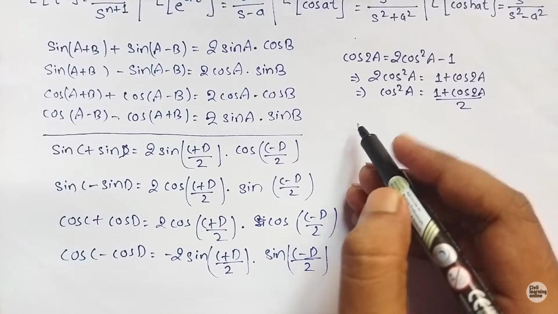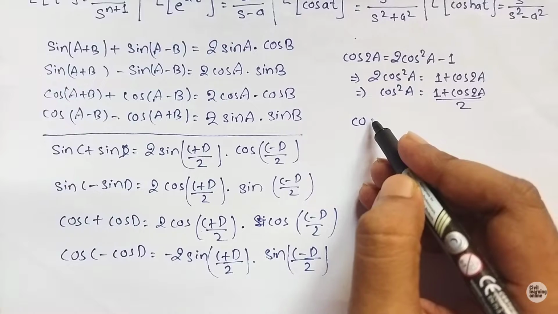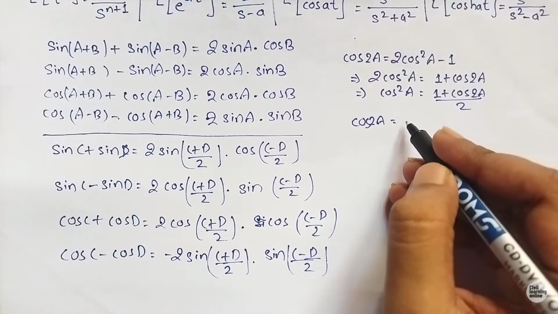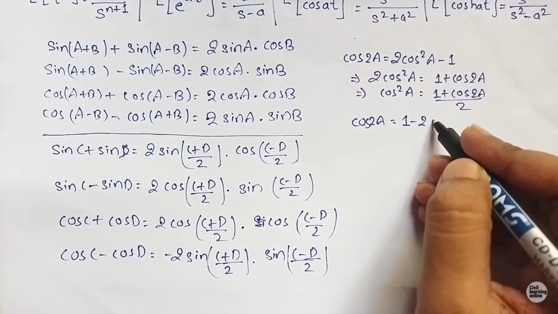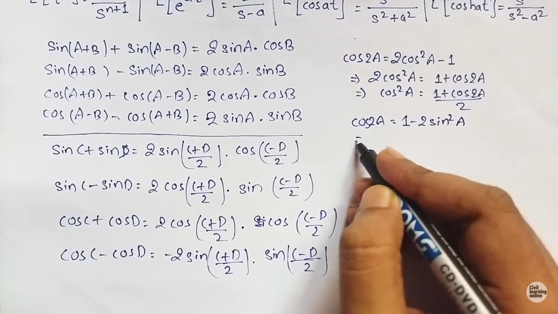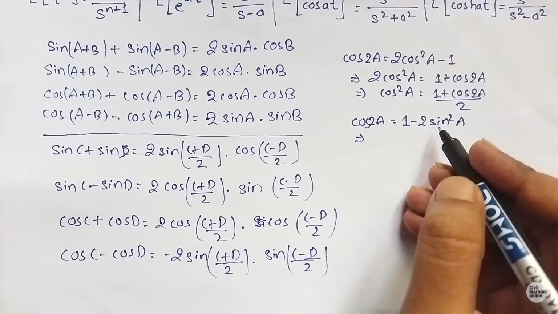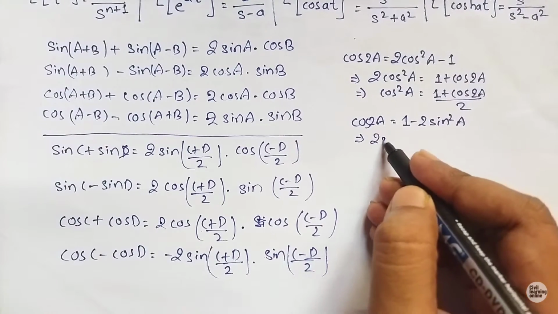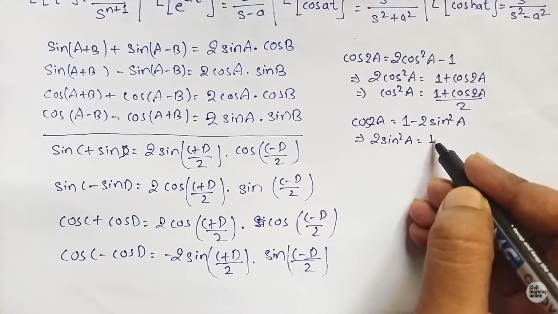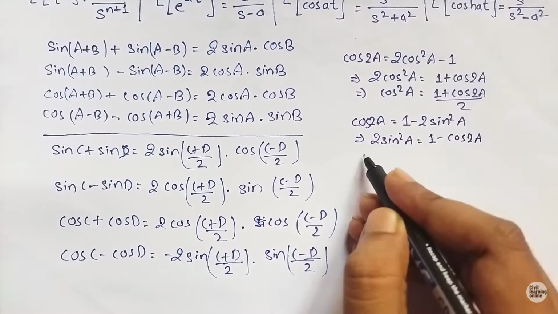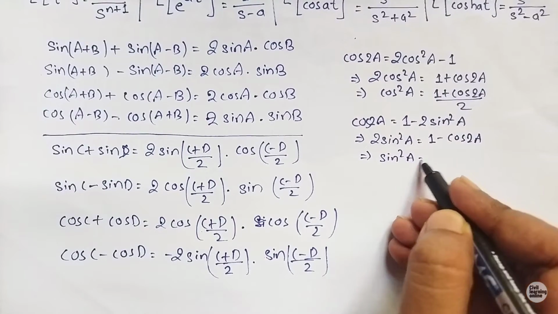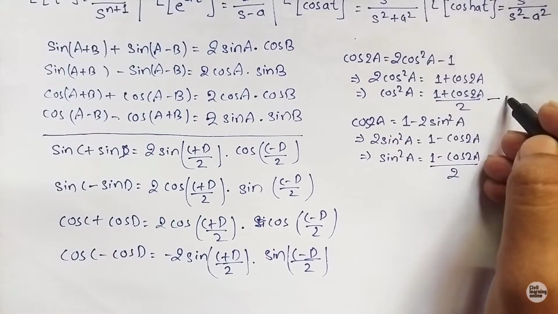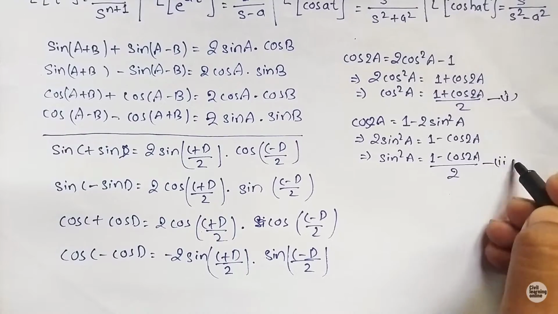Similarly, we have one more formula for cos 2a in the form of sine. So cos 2a equals 1 minus 2 sine square a. So in the form of sine, if the problem is about sine square a, then we can rewrite it as 2 sine square a equals 1 minus cos 2a. So sine square a equals (1 minus cos 2a) upon 2. This is also one additional formula, and this is also one additional formula.